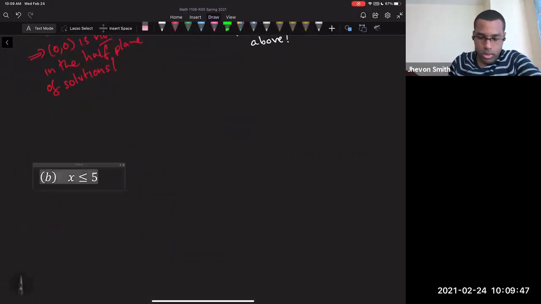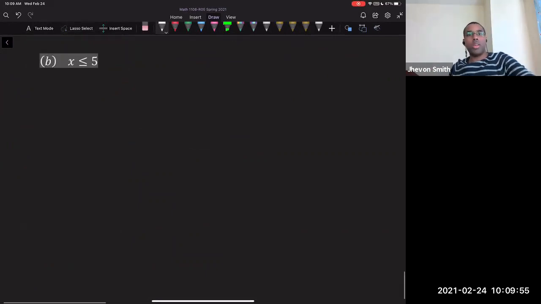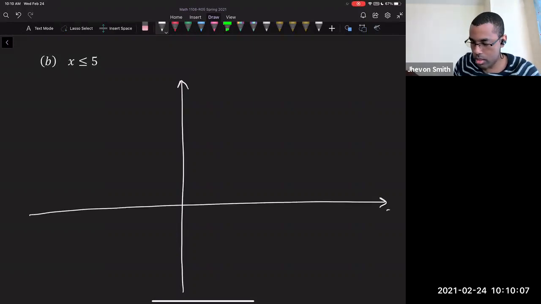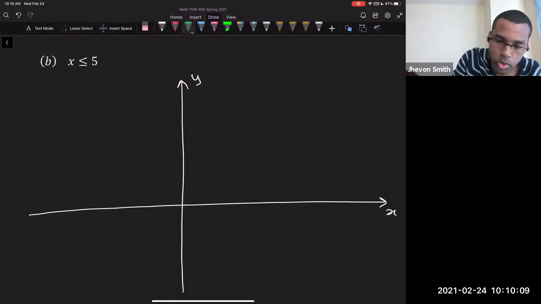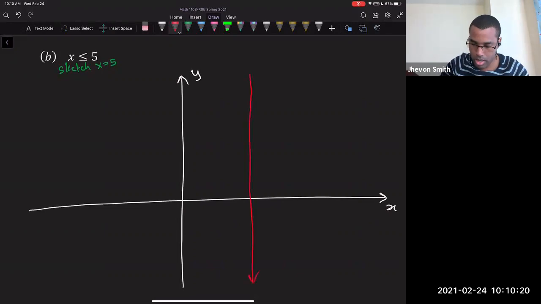Okay, so here is another one. x less than or equal to 5. Same idea. I'm going to sketch these guys. These are my axes. So I'm going to sketch x equals 5, which hopefully you guys know that that's just a vertical line passing through 5 on the x.